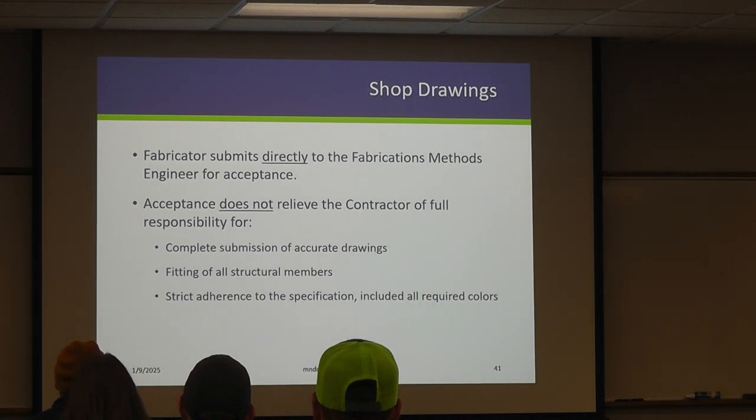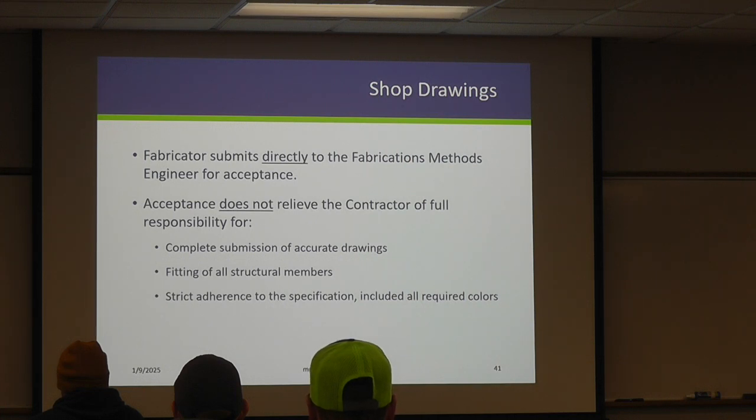They're ultimately going to be accepted by that fab methods engineer, but that acceptance does not relieve the contractor from things like making sure everything's accurate in there. The review is just for general compliance in the contract, not checking all of the dimensions. The contractor still is going to be ultimately responsible for fitting all of the members together, and then adherence to all of the other specifications that are involved.